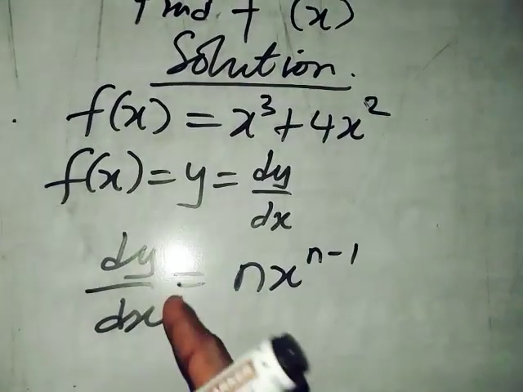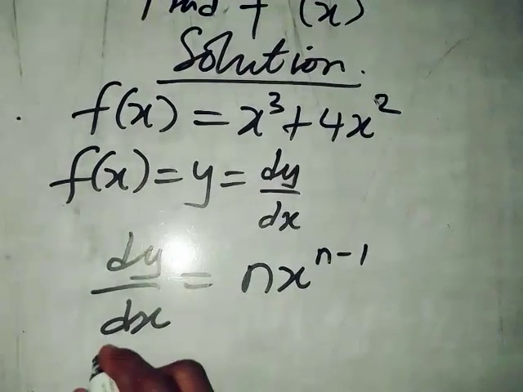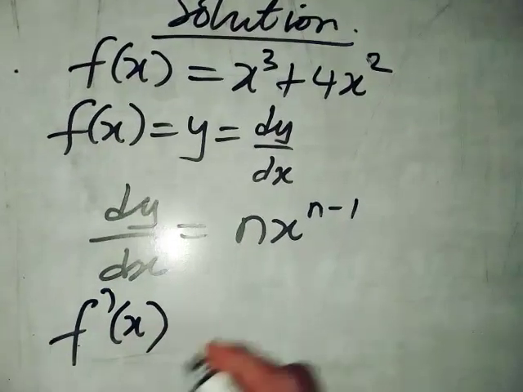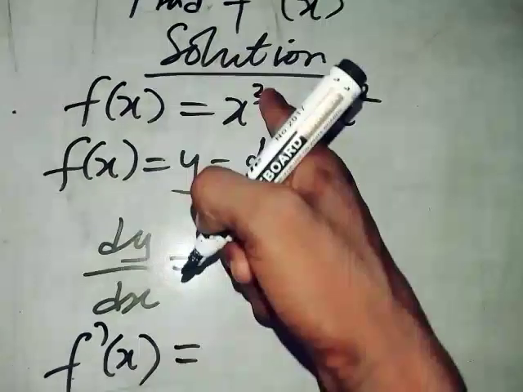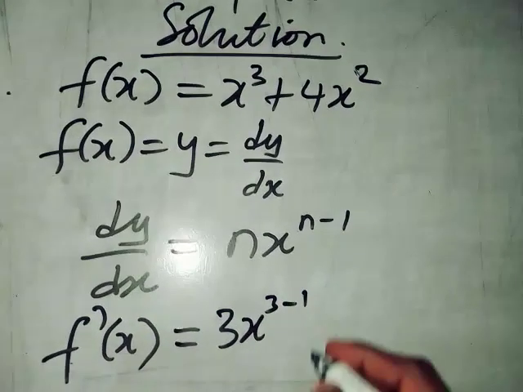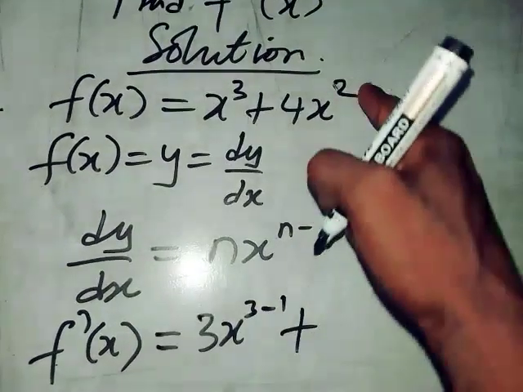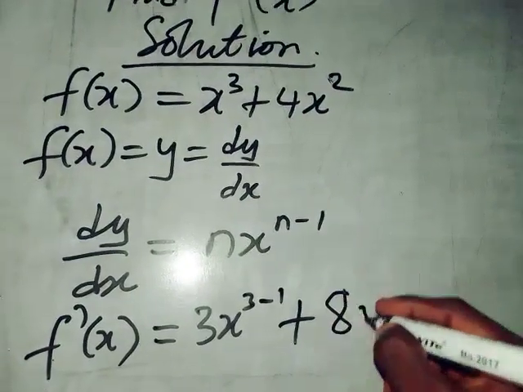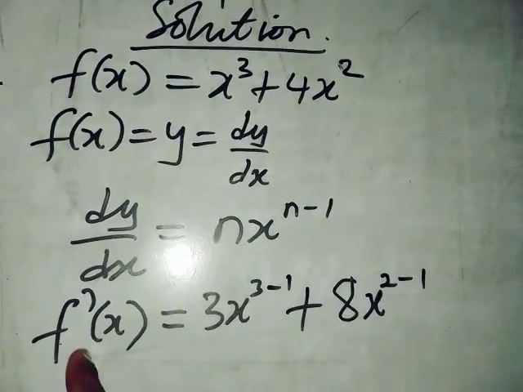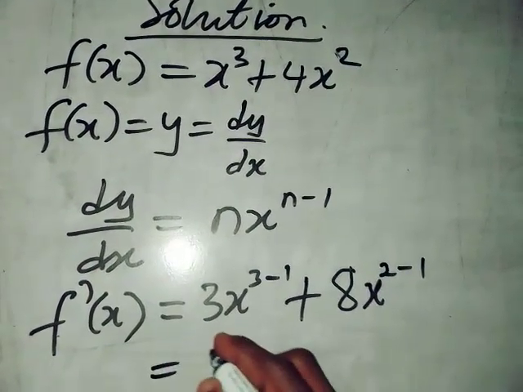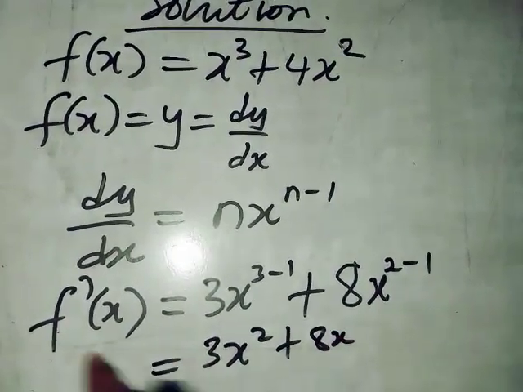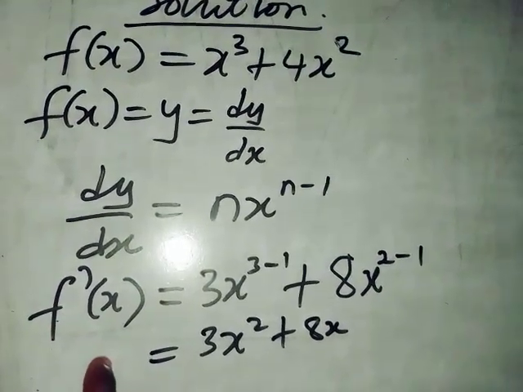Now since this is equal to this, can I say that finding f prime of x, that's the first derivative, is equal to this function. This time this will give you 3x to the power of 3 minus 1, plus 2 times 4 is 8, so you have here 8x to the power of 2 minus 1. Now this function, f prime of x, will be equal to 3x squared plus 8x. That is the first derivative of this given function.